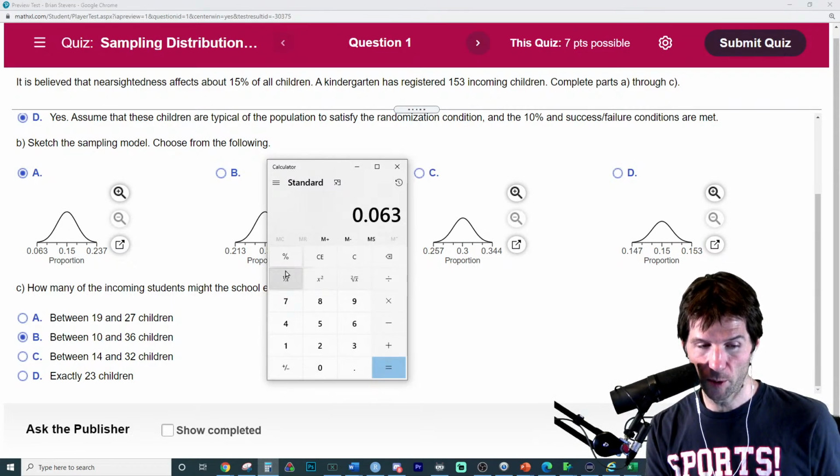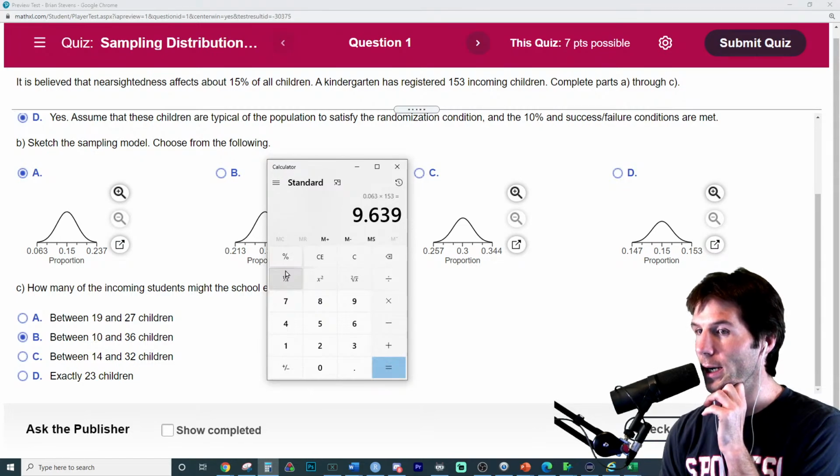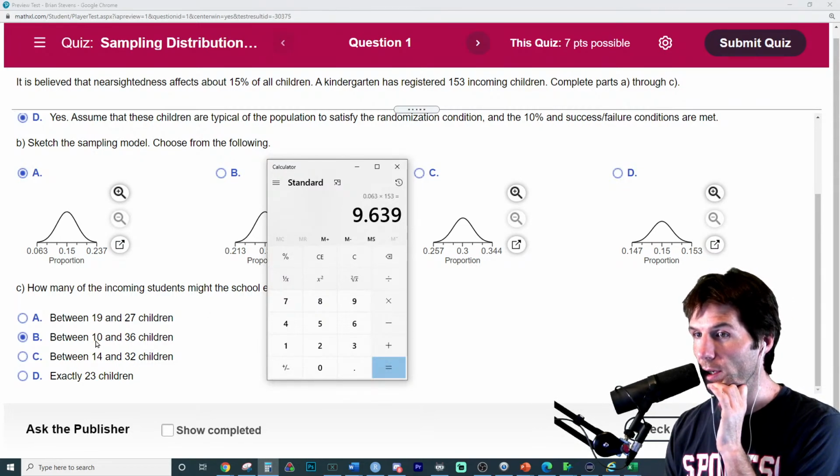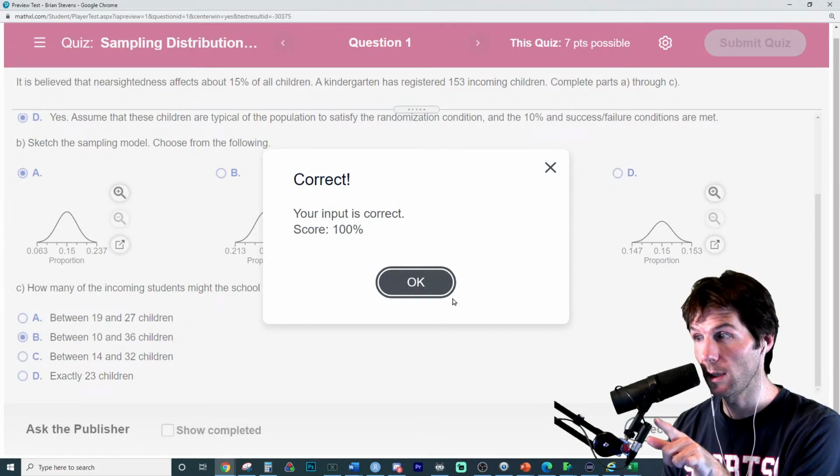0.063, which is the lower proportion I would expect, and we're multiplying because we're saying out of 153 children, this is about the lower end, about 9.6, which rounds up to 10. So these are the numbers of the lower proportion we found to expect multiplied by the sample size, and the upper portion of what we would expect multiplied by the sample size, and that should do it. Not today, my Pearson. Never today, my Pearson.